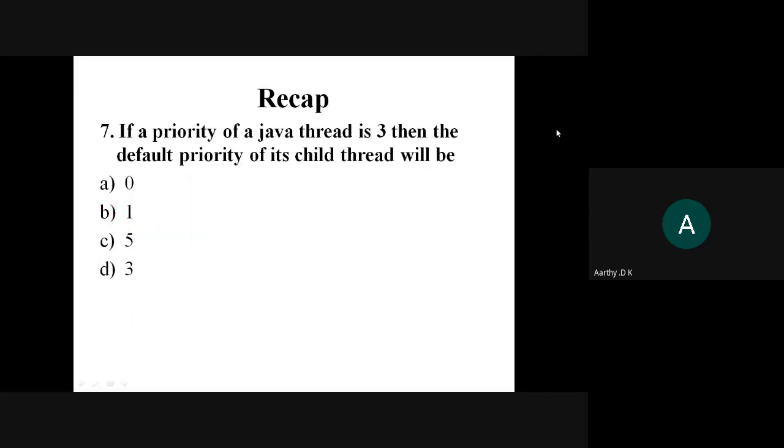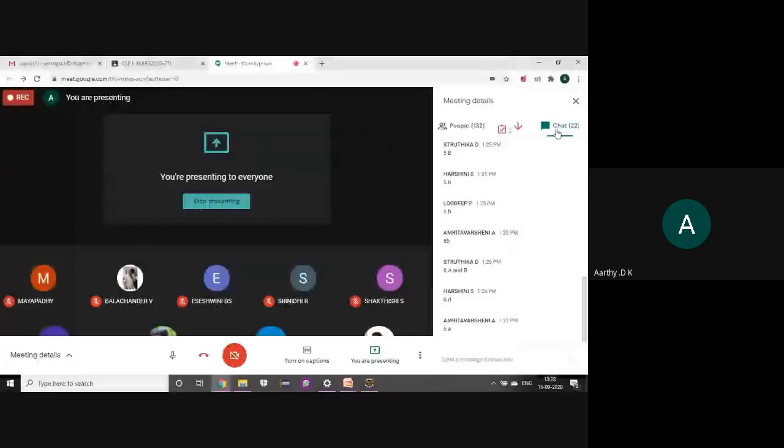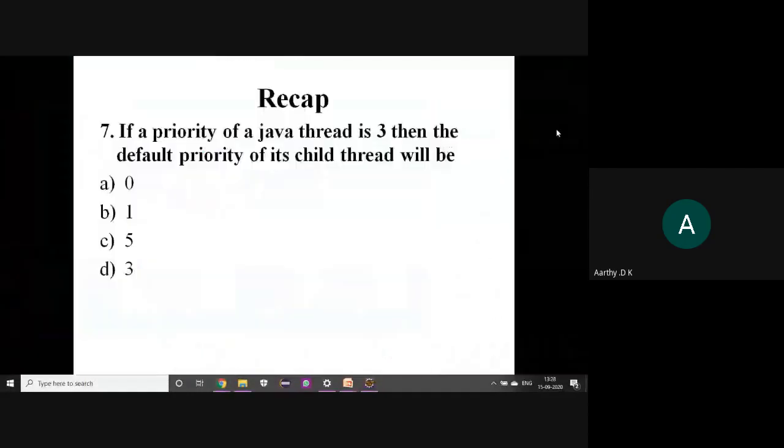Next, if the priority of a Java thread is 3, then the default priority of its child thread will be what? 0, 1, 5, or 3? If the priority of a Java thread is 3, then the default priority of its child thread will be what? This is the seventh question. What will be the default priority of its child thread?